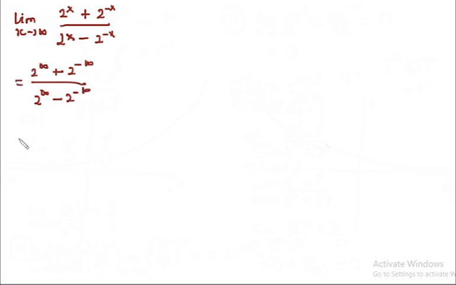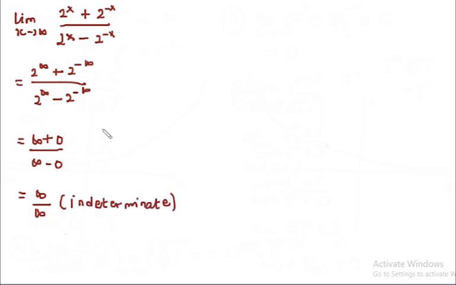2 to infinity is infinity, plus 2 to the power of minus infinity is 0 from our graphs, divided by 2 to infinity is infinity, minus 2 to the power of minus infinity is 0. So in the end, I have infinity over infinity. Now this is indeterminate. We can't have infinity over infinity. That means I need to find a way to resolve this limit.